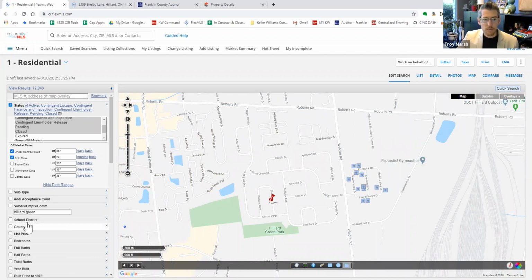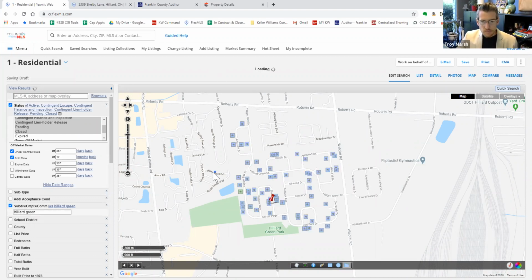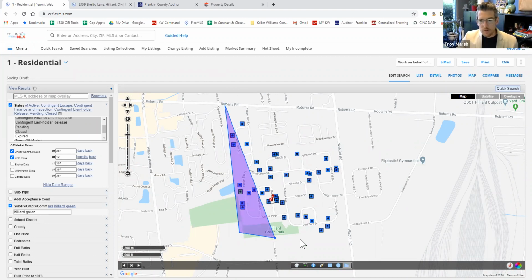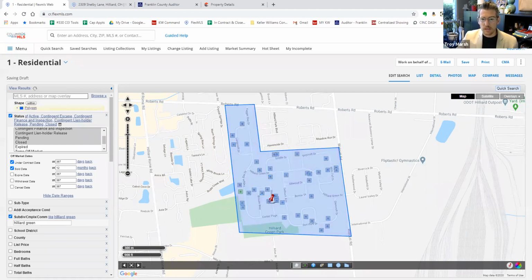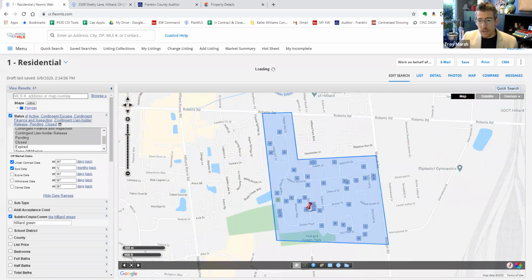other people. So again, if we check this box, we're going to see that Hilliard Green is going to have a bunch. I'm going to move this back to 12 months. And so then I'm just going to take this outline here and I'm going to go around this neighborhood. Now I know, because I'm familiar with this area, that these are apartments. But let's assume it's another neighborhood. I'm going to go around it like this.